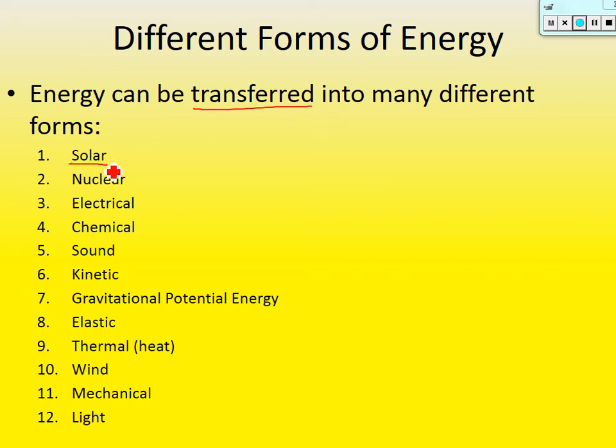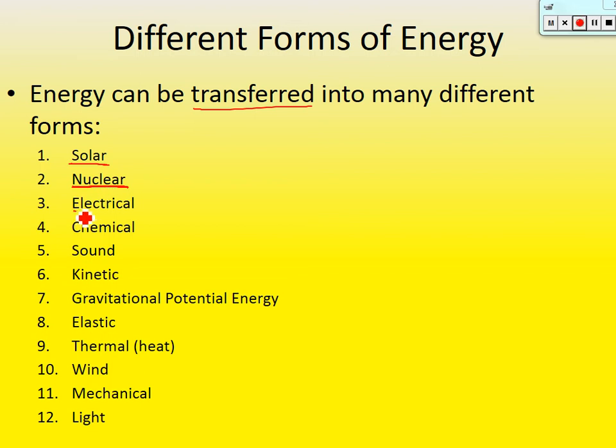There's solar. In fact, all of the energy on Earth comes from the sun. So that light energy from the sun, we call it solar energy. Nuclear energy. This comes from the nucleus of atoms. And since everything's made up of atoms, almost everything, we're going to talk about the nucleus and how it gives off energy today. There's just a tremendous amount of energy in the nucleus of atoms.